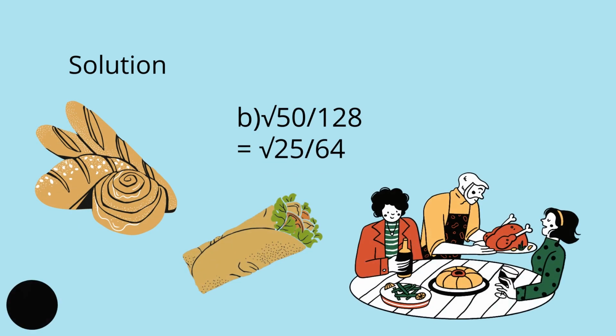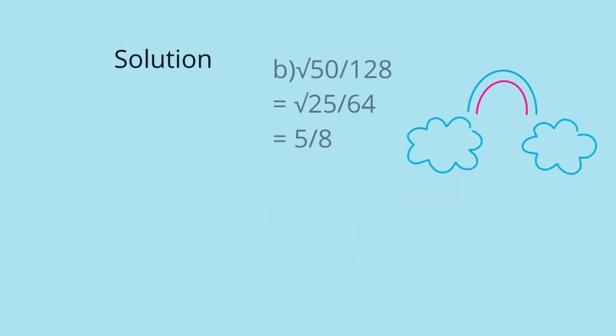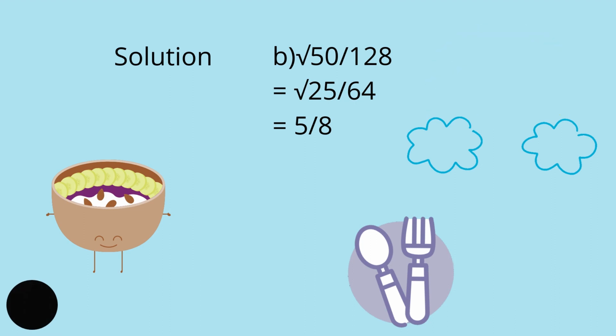B, square root 50 over 128. So 50 and 128 are both even numbers, so we are going to divide by 2. 50 divided by 2 equals 25. 128 divided by 2 equals 64. The square root of 25 is 5 and the square root of 64 is 8. So 5 over 8 is the answer.